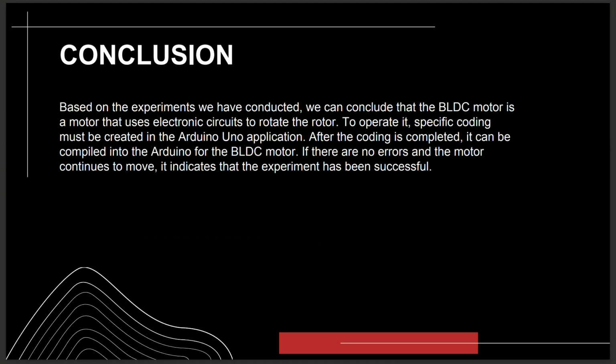Last but not least is the conclusion. Based on the experiment we have conducted, we can conclude the BLDC motor is a motor that uses an electronic circuit to rotate the rotor. To operate it, specific coding must be created in the Arduino Uno application. After the coding is complete, it can be compiled into the Arduino for the BLDC motor. If there are no errors and the motor continues to move, it indicates that the experiment has been successful.